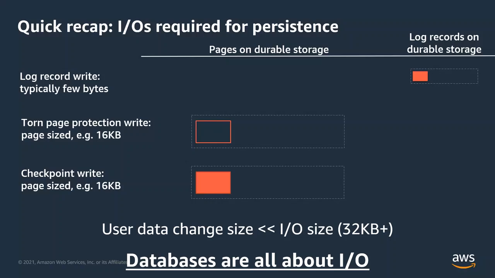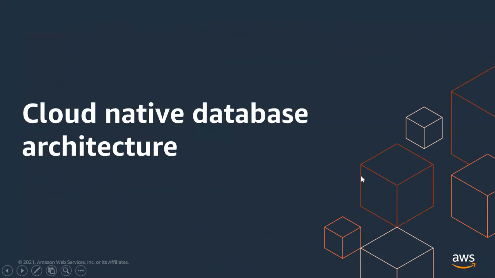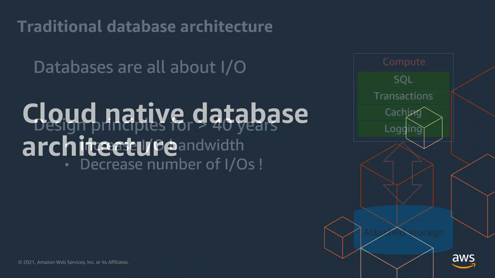You can imagine if the customer has modified a single column, say a byte, a log record is written. Usually it's a few tens of bytes or hundreds of bytes, but then it ends up writing 32 kilobytes worth of data. So IO is very important to focus on to scale the database. Now, given this context, let's look at how we thought about building Aurora for a cloud native architecture.